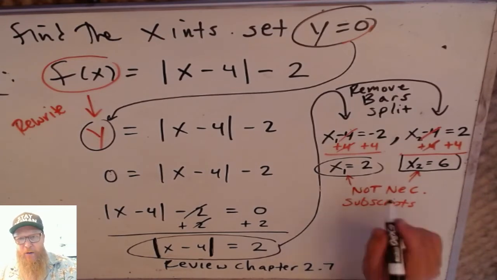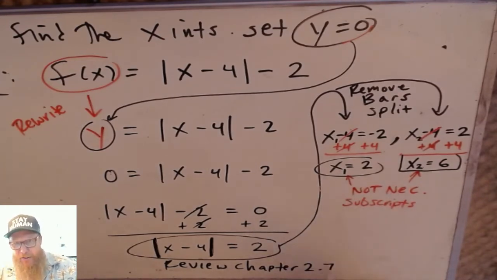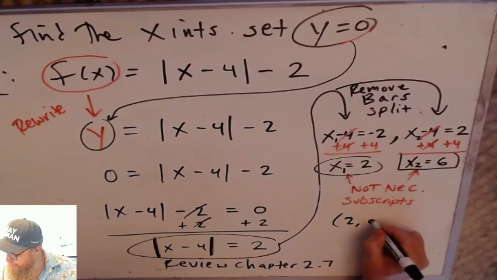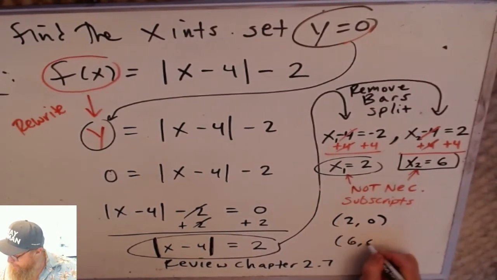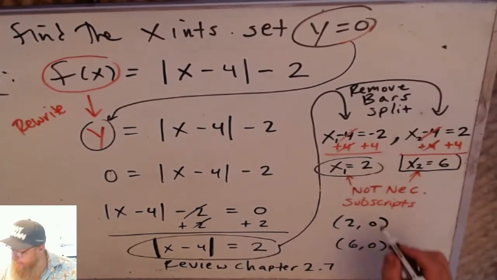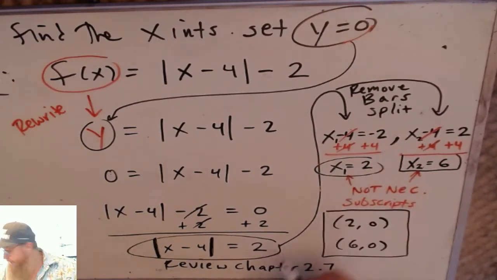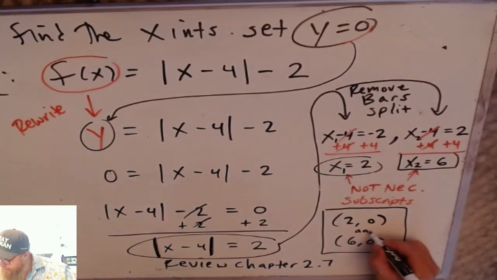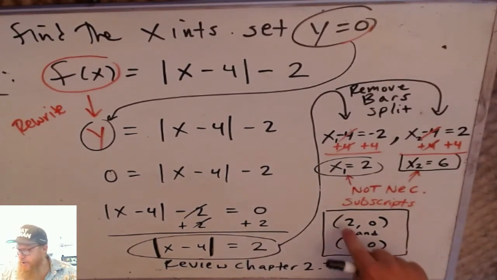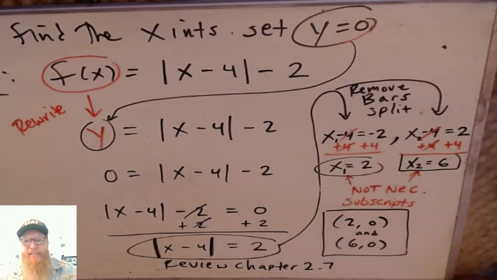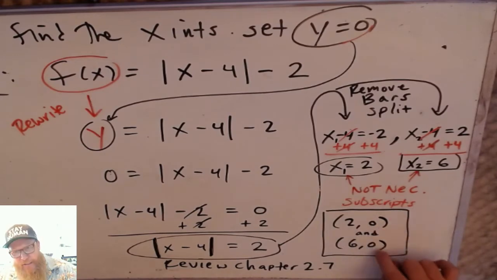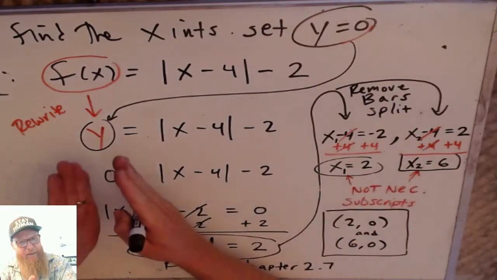All right, here's what I want to make sure you do. Give me 2 separate answers. Don't try to put these 2 answers together. Give me 2 separate answers. So the answers are 2, 0 and 6, 0. All right, make sure that the 0 is in the second position, the y position, and make sure that you don't put the 2 and the 6 together.